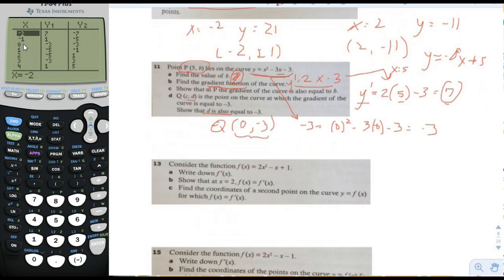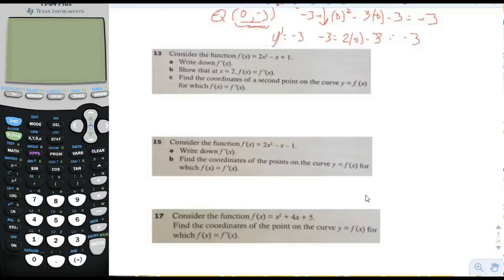So we've proven that this is a point on the original function. Then we say that, hey, at this point, y prime is equal to negative 3 also, and then we use the gradient function to show that. So we say negative 3 equals 2 times 0 minus 3, and that is also true, right? So now we've shown that this is the point on the curve, (0, negative 3), where both the y coordinate and the gradient are negative 3.